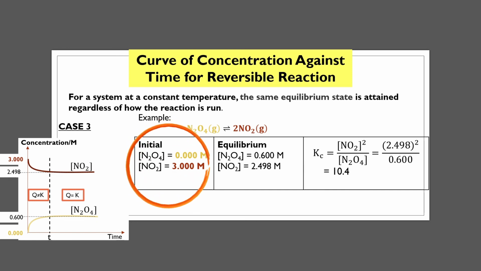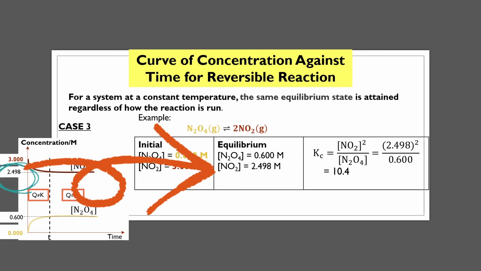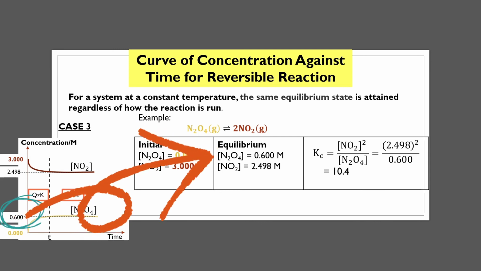For example, in this reversible reaction, initially there is only 3 molar of product NO2, but there is no reactant in the system. As the reaction proceeds, the product NO2 will combine to form the reactant N2O4. Hence, the concentration of product will continue to decrease while the concentration of reactant N2O4 will continue to increase until equilibrium is reached. At equilibrium, the concentration of NO2 product is 2.498 molar, while the concentration of reactant is constant at 0.6 molar.